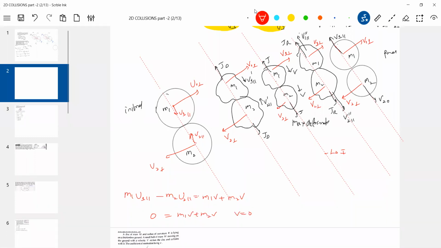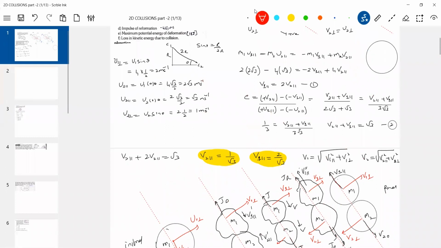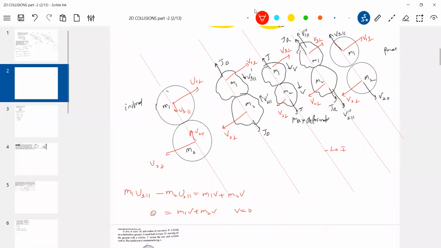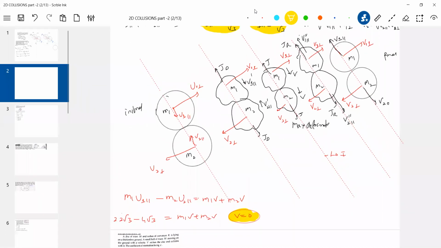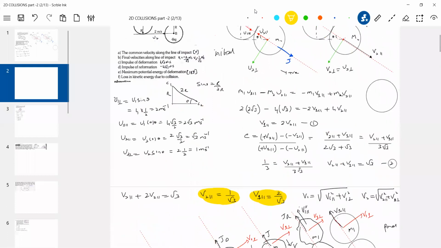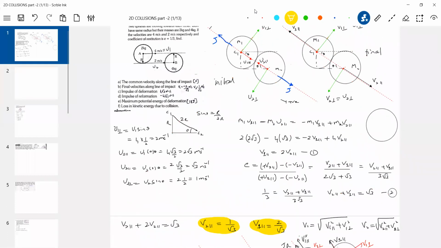So what is the common velocity? It will be zero. How can you say? Substitute the values. Looking at these values, m1 u1 parallel is how much? 2 root 3. Already I think we have checked it here. 2 into 2 root 3, 4 root 3. So therefore the V will be 0. Common velocity will be 0. Is that okay? Fine. After this it is asking the common velocity along the line of impact.